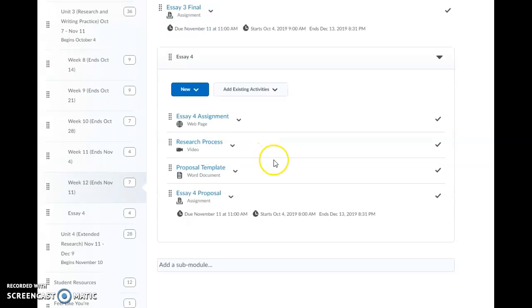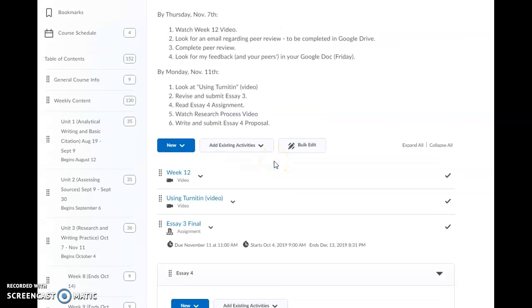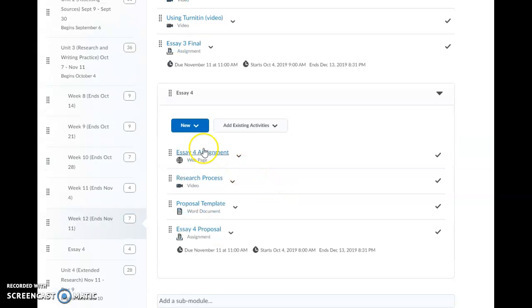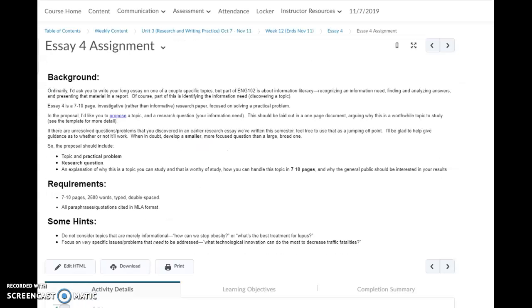Now, this week I do have you starting the Essay 4 assignment. We'll take a look at the assignment real quick. This essay is open-ended in terms of topic. You can choose what you want to do. However, it's investigative rather than informative. Informative, you're just giving information about something. In contrast to a persuasive essay where you're trying to convince someone of something, this is investigative. You're trying to answer a question.